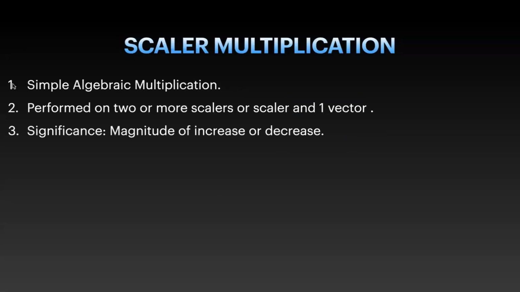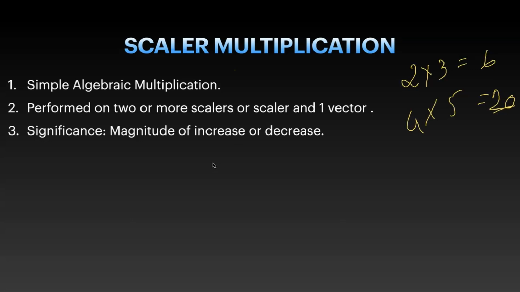First part, let us see the actual difference between vector multiplication and scalar multiplication. So, scalar multiplication, we'll see first. What is a scalar multiplication? A scalar multiplication is nothing but simple algebraic multiplication. Just like how you multiply two numbers, you simply multiply. Here also, just like 2 into 3, 4 into 5, just like this. Okay? So it is simple algebraic multiplication.